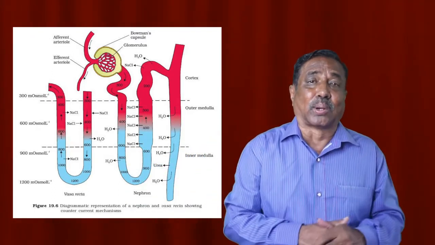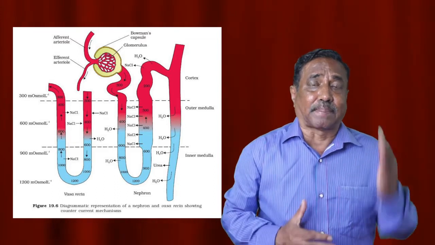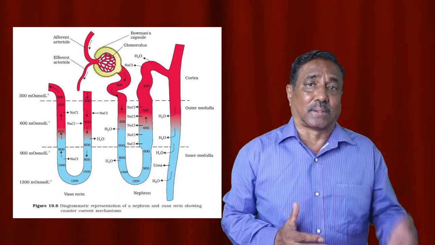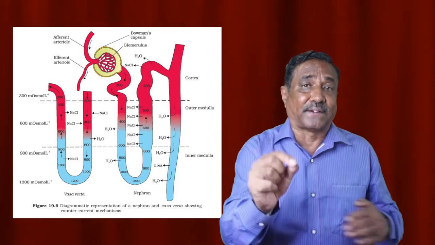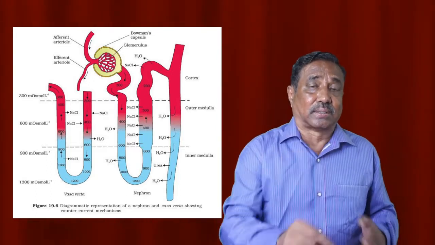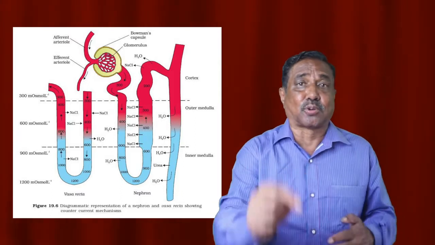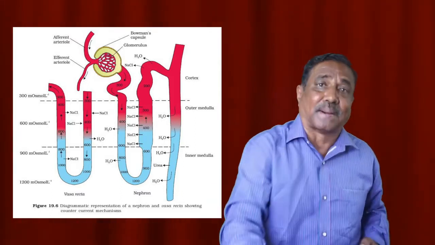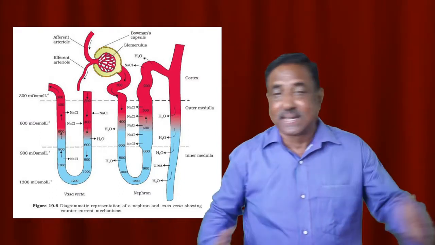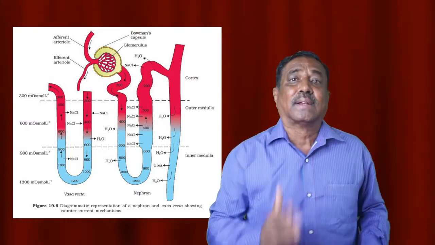So this urine, 95% water and 2.5% urea and 2.5% other salts are present in the urine.